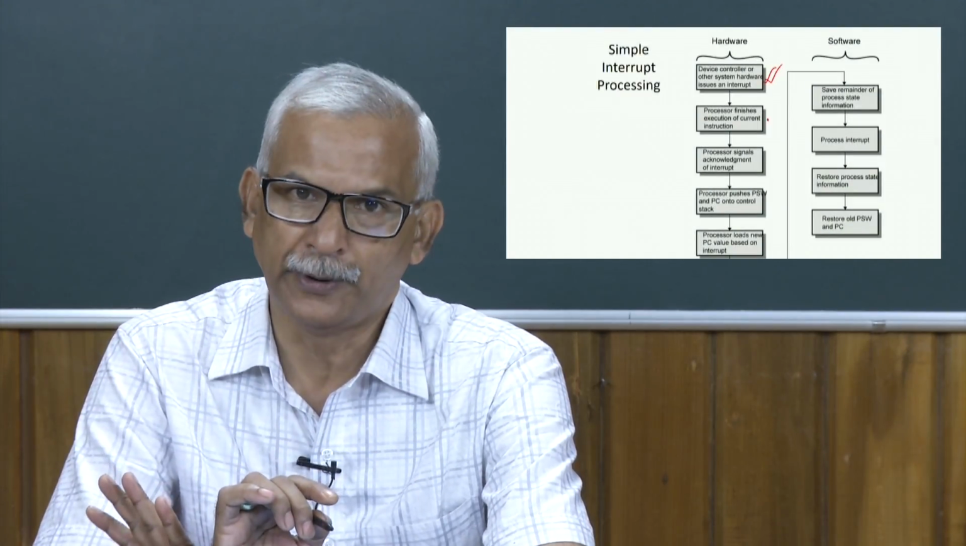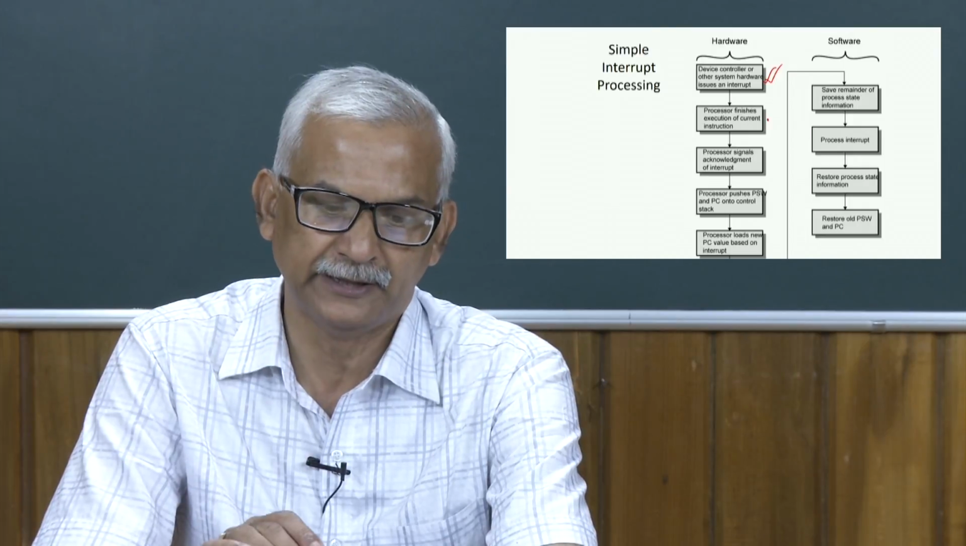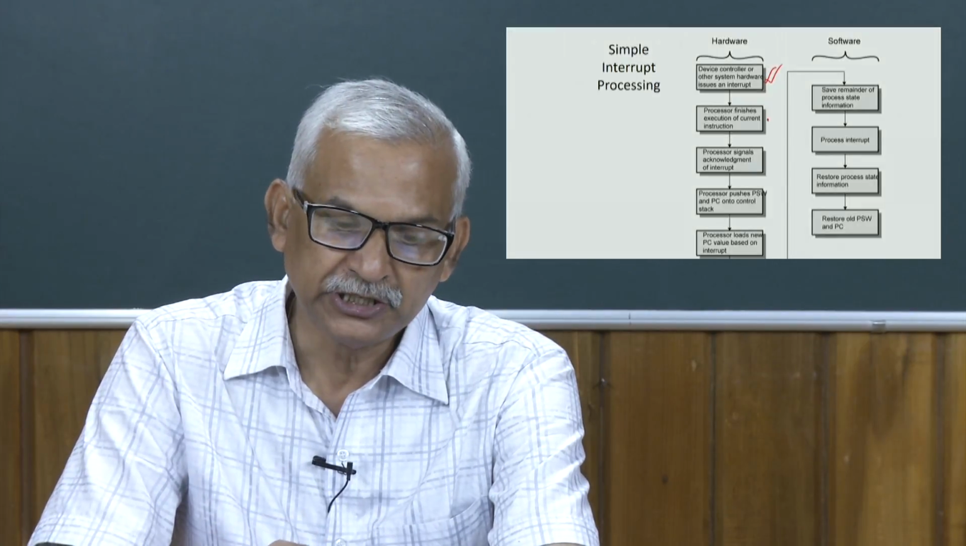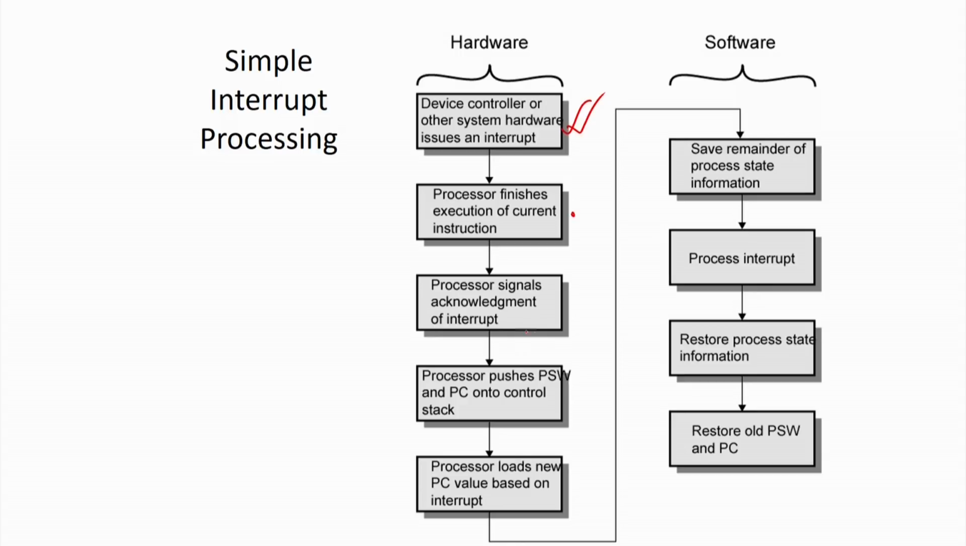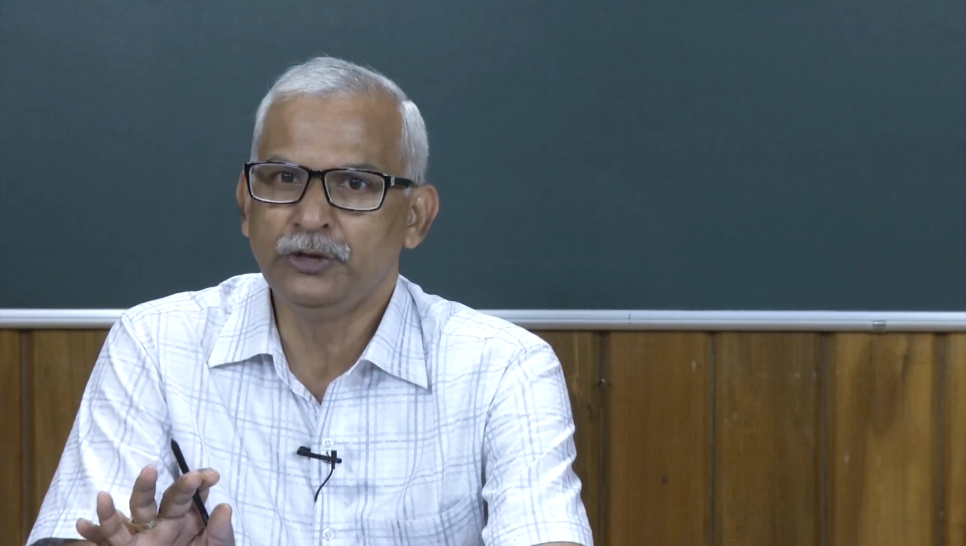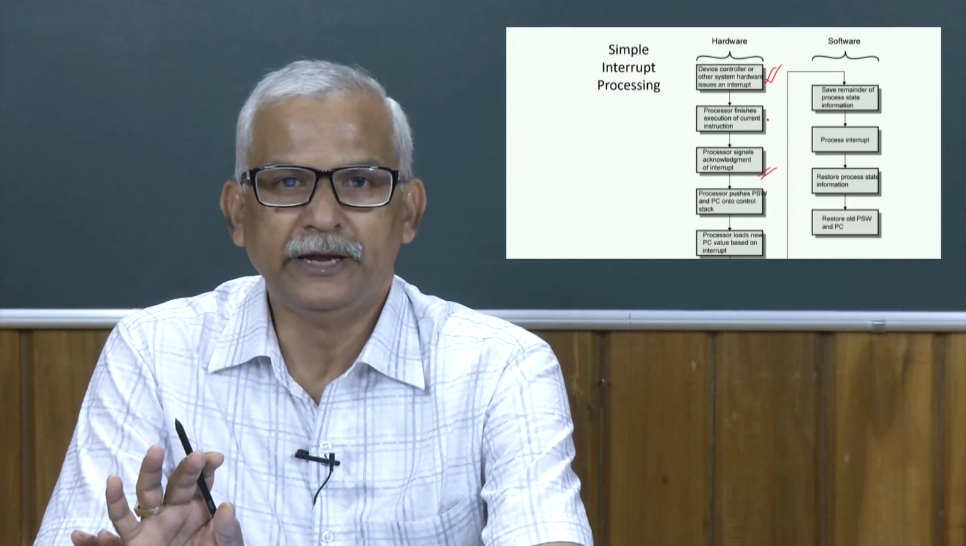So, at that particular point we can stop it. After completion of the current instruction, what will happen? The processor signals acknowledgement of the interrupt. Now, the processor gives an acknowledgement signal to the interrupted device or to the interrupted I/O module. It says that now the processor is free to give service to the interrupted device.